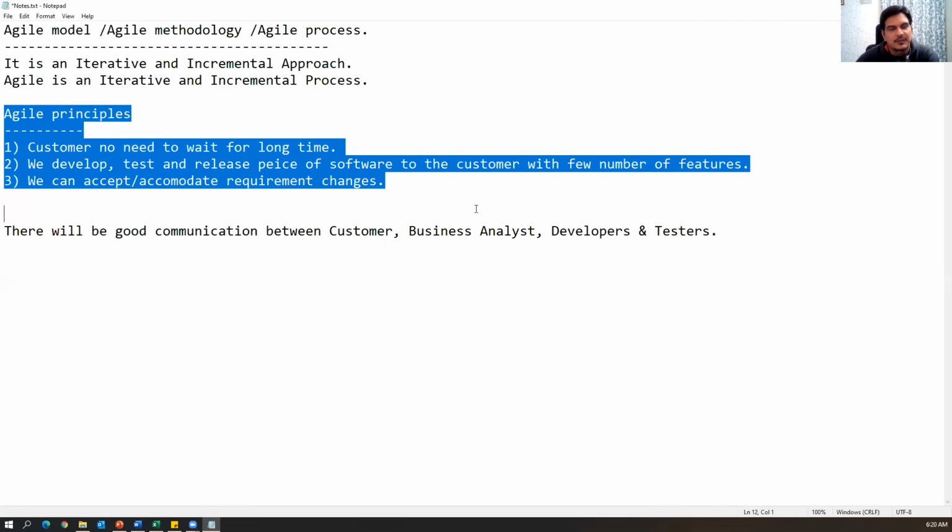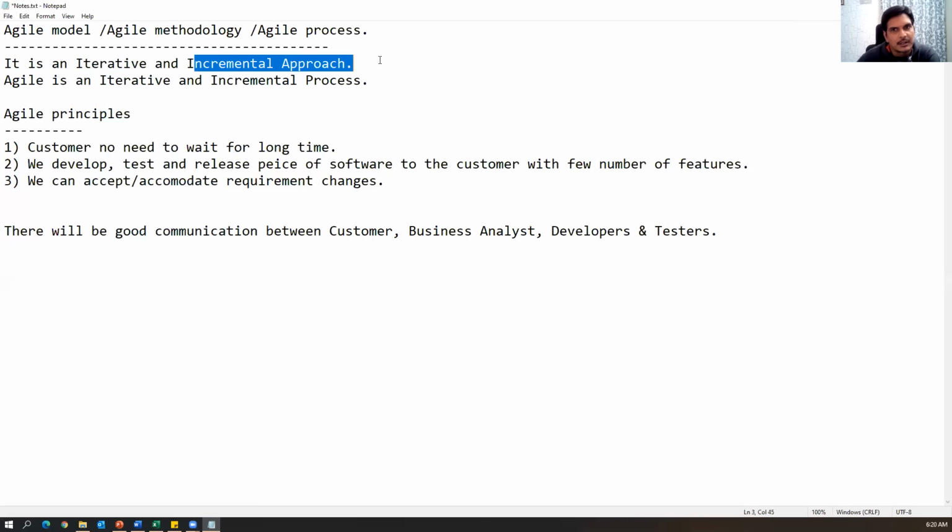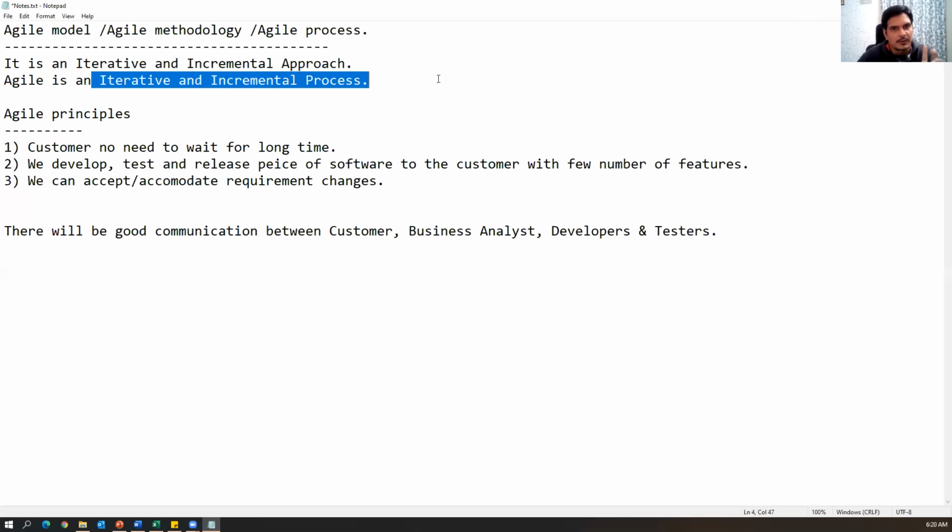So the agile process is basically an iterative and incremental approach. Iterative means the same process we repeat again and again, like requirements understanding, design, coding, testing. Again one more round of requirement analysis, design, coding, testing. The same kind of process will repeat again and again. That is the iterative nature. Incremental nature is nothing but we keep on adding new features and new modules on the existing software. That is the incremental nature. So agile will support both. It is an iterative and incremental process.